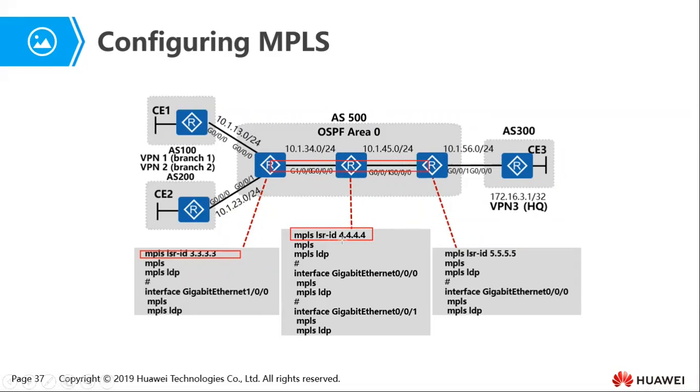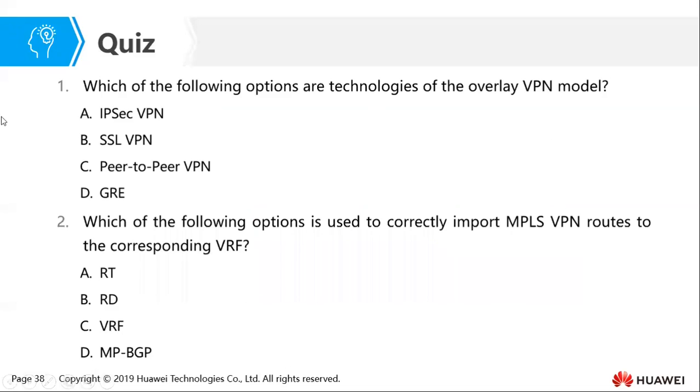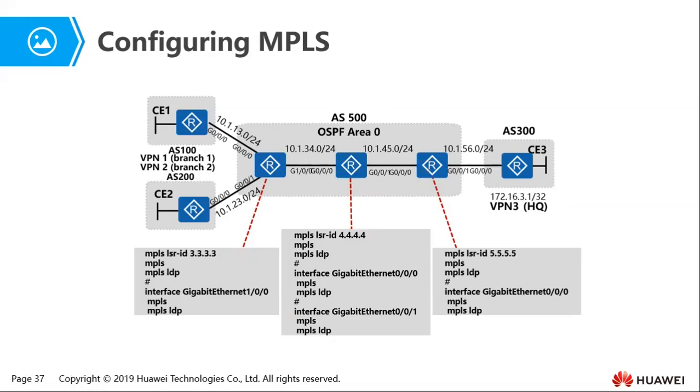So you have to manually configure an LSR ID, then enable MPLS, and configure the MPLS protocol LDP by using the command mpls ldp. Then you go to the respective interfaces, enable MPLS, and configure LDP. You do the same for all the others. After you've done that, that is it for creating the VPN.